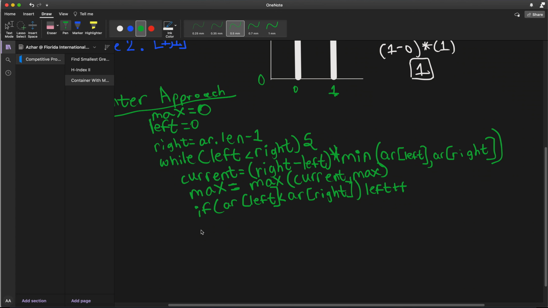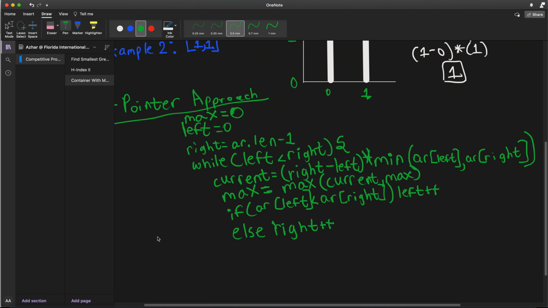And else, meaning the right value is either less than or equal to the left value, we'll just increment that. Yeah, we don't need to actually write that. And from there, that's just our while loop. From there, we can just return whatever the max area is. And that's it. Let's just go ahead and code this.